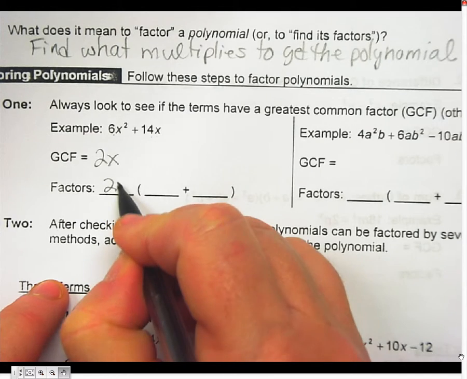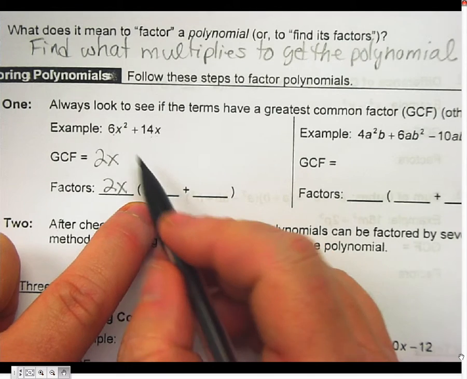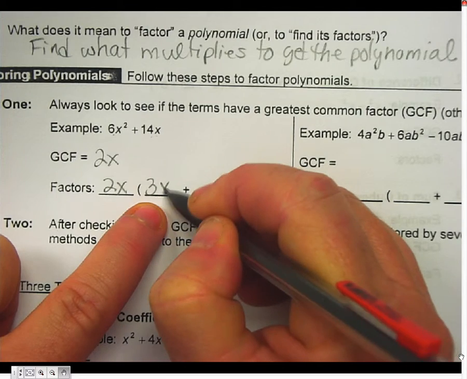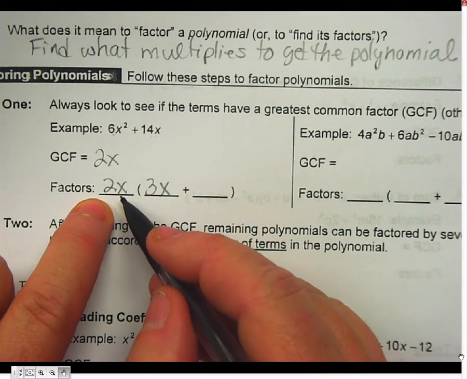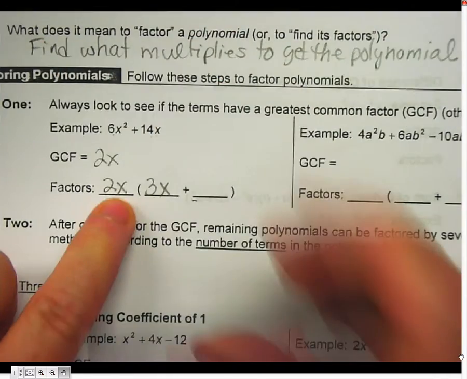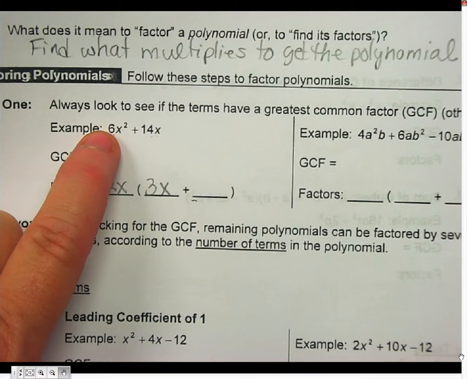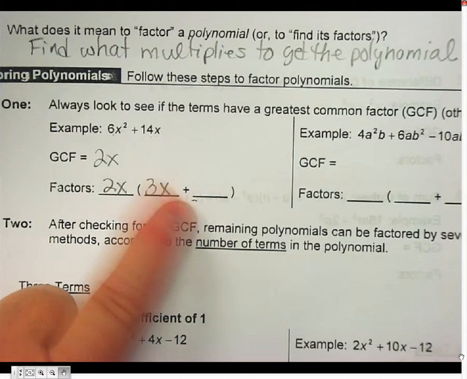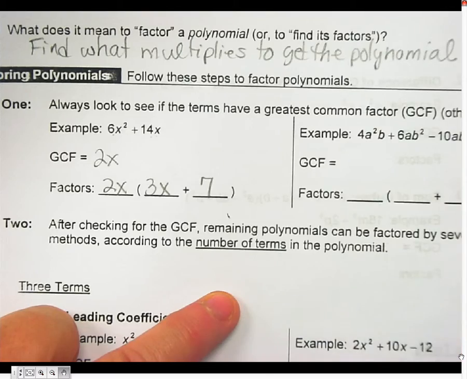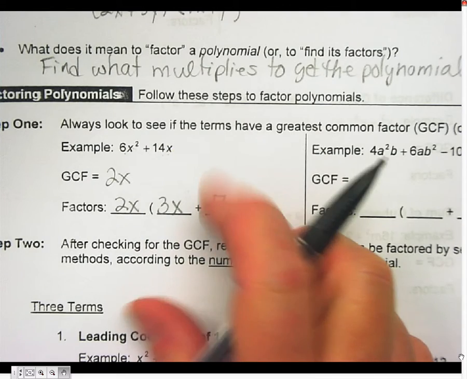We're going to put 2x here, then we're going to have parentheses. So 2x times what would give you 6x squared? 3. Would it be 3x squared or just 3x? Just 3, because x times x is x squared. So 2x times 3x would be 6x squared, wouldn't it? Okay. Plus 2 times what would give you 14x? 7. All right, so if you multiply this out, distribute the 2x, do you get 6x squared plus 14x?